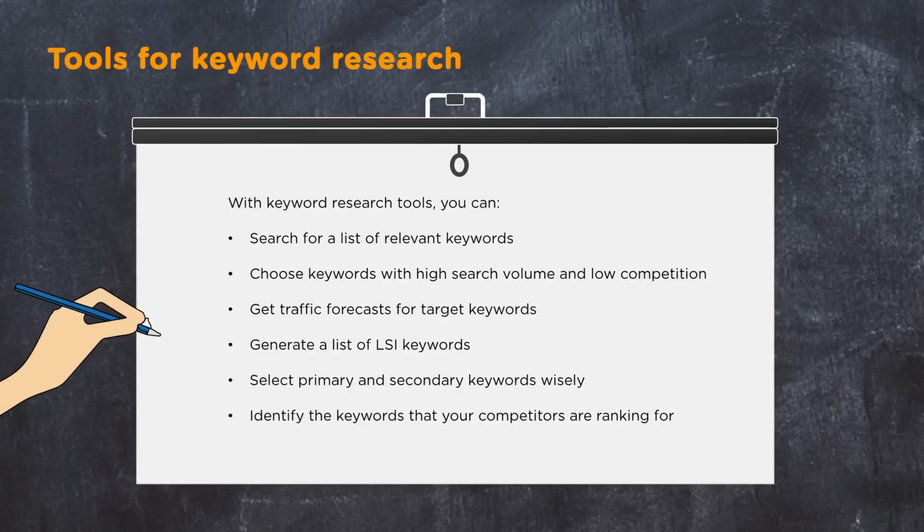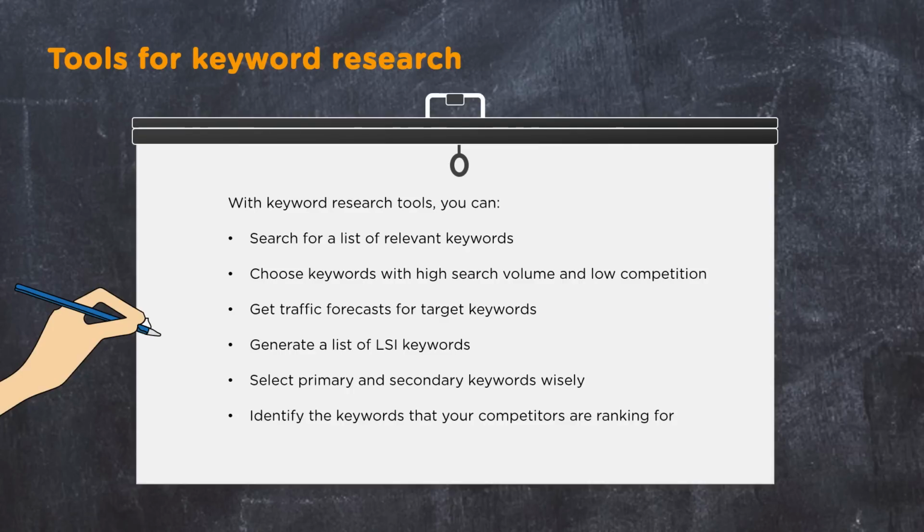You also want to get forecasts for certain targeted keywords. You want to be able to generate a list of latent semantic indexing type keywords, or keywords close to the keyword you're trying to target. You want to be able to select primary and secondary keywords wisely, so having a list of keywords with certain data points will help you do that. And you want to be able to identify the keywords that your competitors are also ranking for. A good keyword research tool will help you do all of those things.